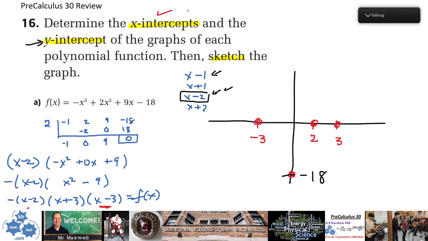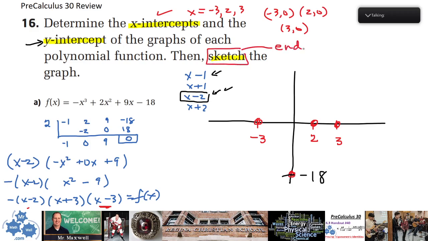Okay, x-intercepts. So x equals negative 3, 2, and 3. Those are the x-intercepts. Or more specifically, you'd write them as actual points, which is more proper. And now I need to sketch. So what else do I need for sketching? I need to find out the end behavior. I also need to figure out the zero behavior. So let's check the end behavior.